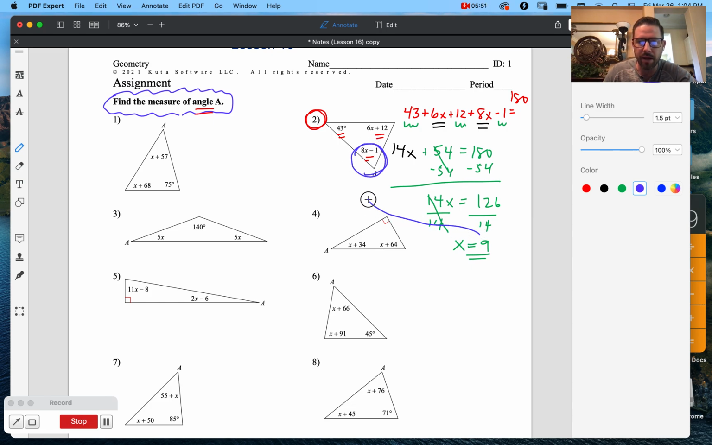We've got to take our 9 and substitute it in for X. So 8 times 9 is 72, right? And 72 minus 1 is 71. So angle A equals 71 degrees. And usually you'll see an M here. Measure of angle A equals 71 degrees. Okay, so that is that right there. Hopefully you got it right.